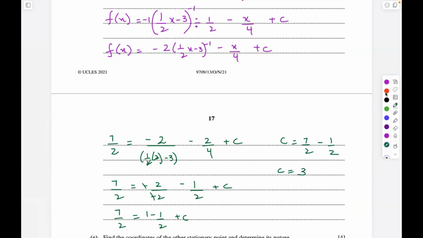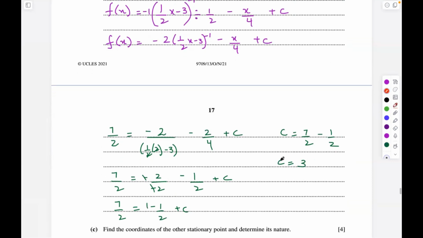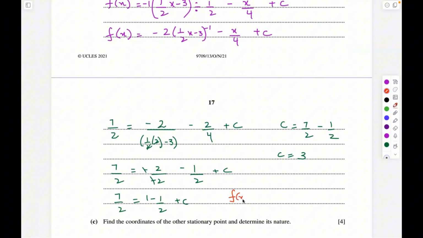So the expression for f of x will be, we can write the final f of x will be equals to minus 2, and we can write this as a positive power, half x minus 3 minus x upon 4, and the value of c was 3, so this will be plus 3.